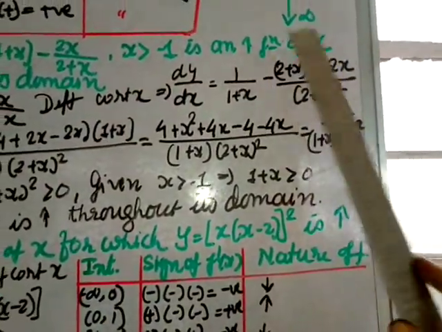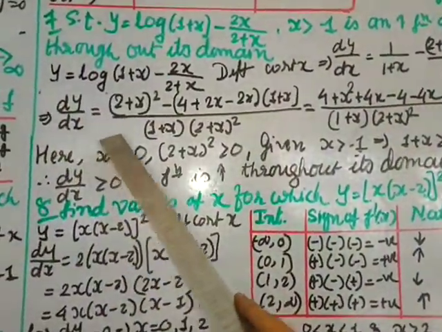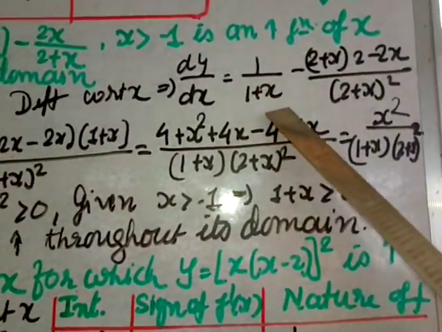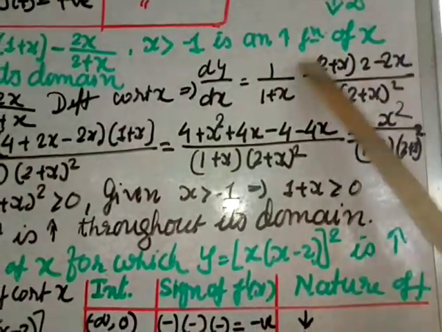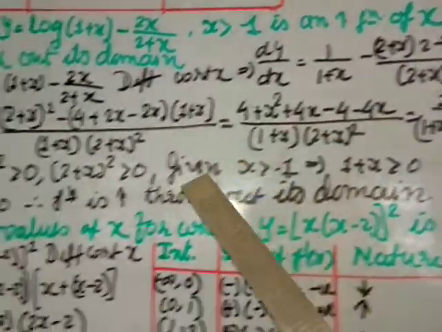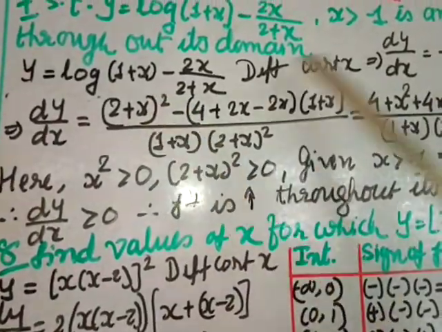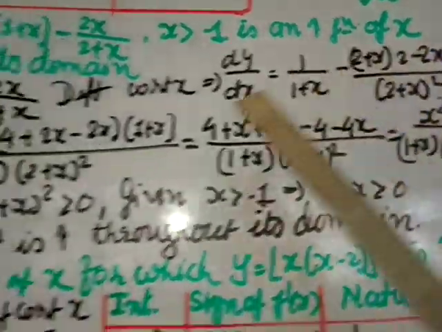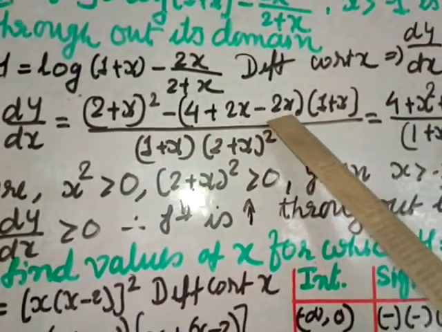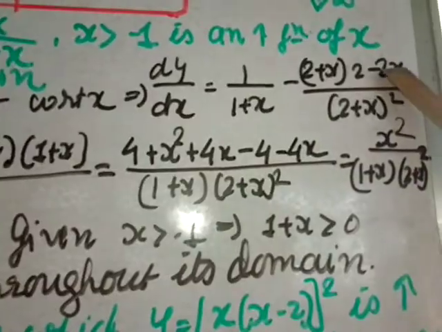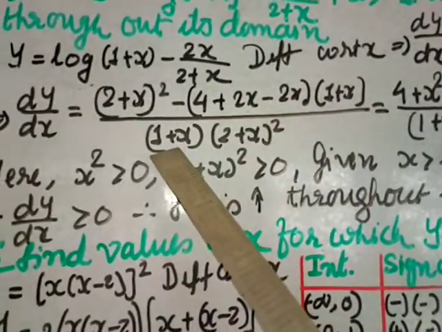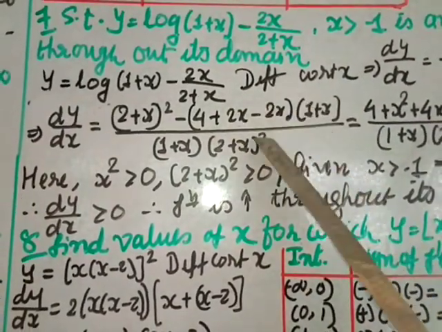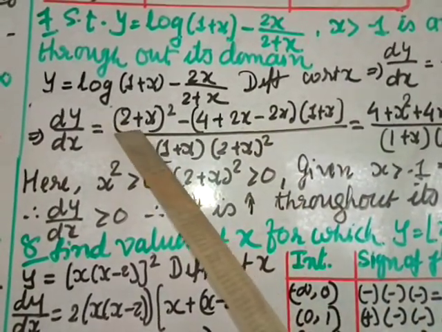Now let us simplify here. So dy by dx is equal to, I am taking the LCM. So 2 plus x whole square will come here and 1 plus x will go here and multiply here, and this also I will simplify. I will open this bracket and simplify. So 2 plus x whole square minus this one, 2 into 2, 4 plus 2x minus 2x. I am multiplying here by 1 plus x, and in the denominator 1 plus x, 2 plus x whole square will come. This 2x and minus 2x cancel.